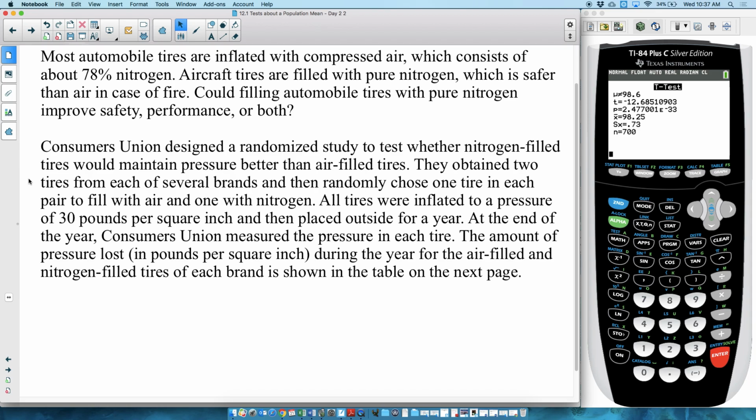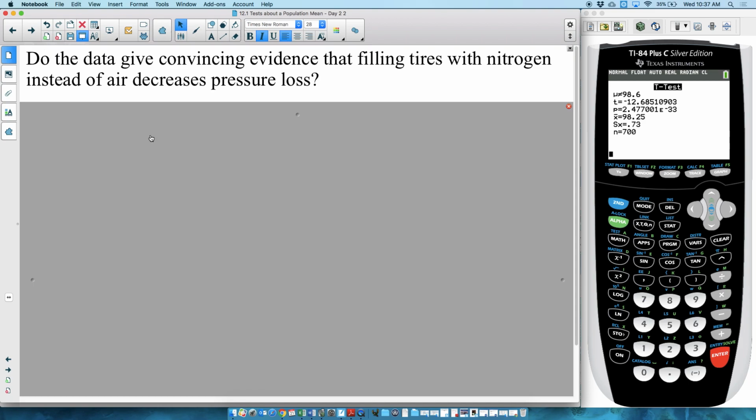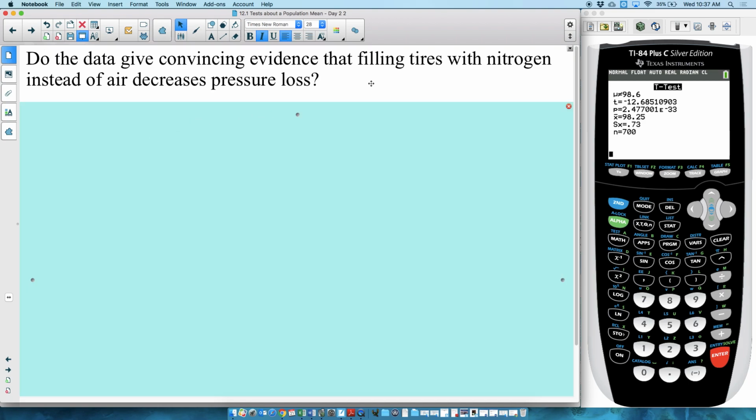Consumers Union designed a randomized study to test whether nitrogen-filled tires would maintain pressure better than air-filled tires. They obtained 2 tires from each of several brands and then randomly chose 1 tire in each pair to fill with air and 1 with nitrogen. All tires were inflated to a pressure of 30 pounds per square inch and then placed outside for a year. At the end of the year, they measured the pressure in each tire, and the amount of pressure lost in pounds per square inch during the year for the air-filled and nitrogen-filled tires of each brand is shown in this table. So there's all of our data. And then, do these data give convincing evidence that filling tires with nitrogen instead of air decreases pressure loss? So, what do we need to do for step 1? Hypotheses. What would our null hypothesis be?